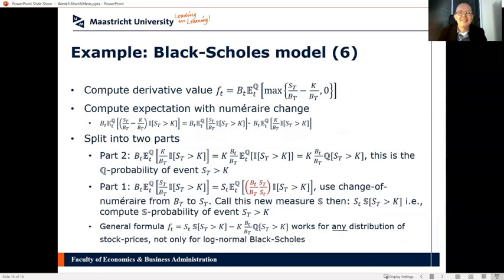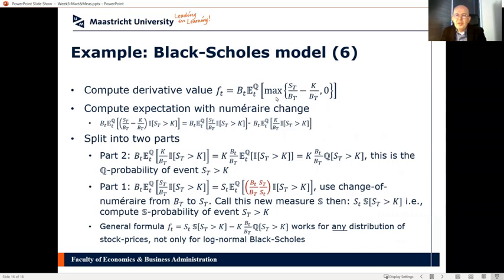This is a bit complicated stuff, especially if you see this for the first time. So let's do the Black-Scholes model once more, now explicitly with this change of numeraire machinery. So I am interested in computing the derivative value f at time small t, which is the bank account at time small t times the QB expectation of S over B big T minus K over B big T.